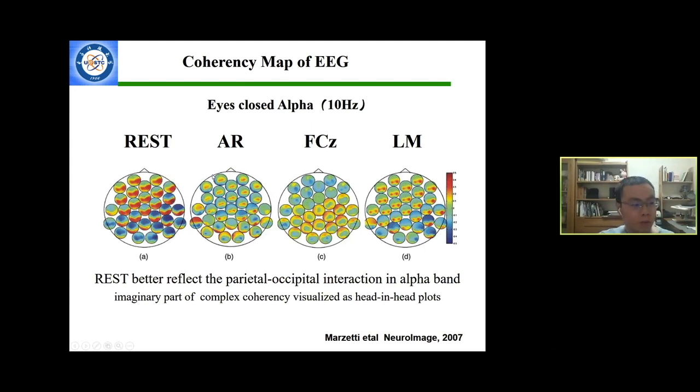In this work, we can see the coherence maps over EEG during the resting state with eyes closed. In the alpha band, REST better reflects the parietal-occipital interactions in the alpha band. For other referencing methods, the performance is not very good, especially the FCZ reference and the IM reference.